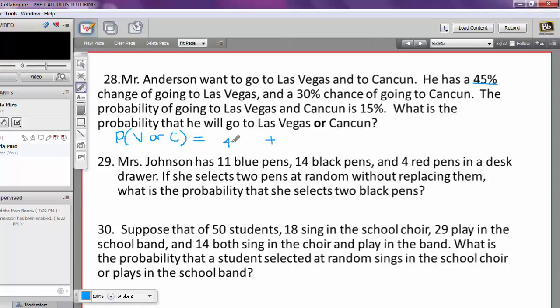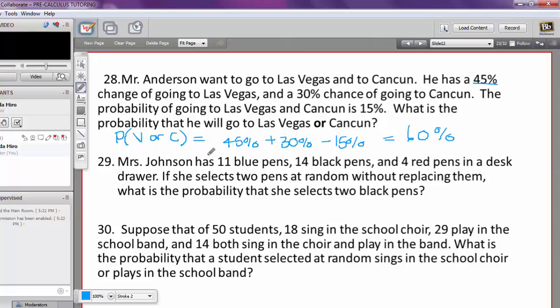So we have 45% plus the probability of Cancun, and we have to subtract the overlap. So the fact that he can go to Las Vegas and Cancun. So that would be 15%. And then we can just go ahead, add all these up and subtract the 15. So there is a 60% chance that he could go to Las Vegas or Cancun.